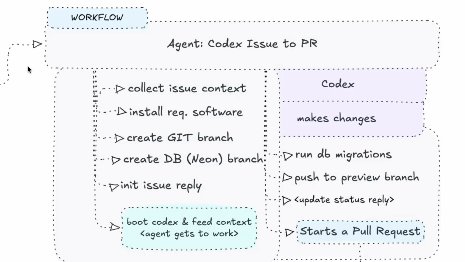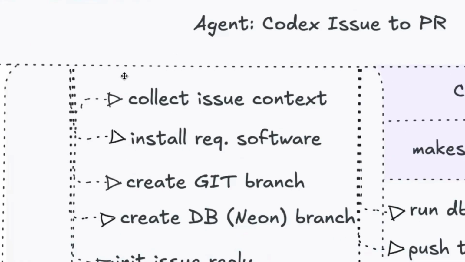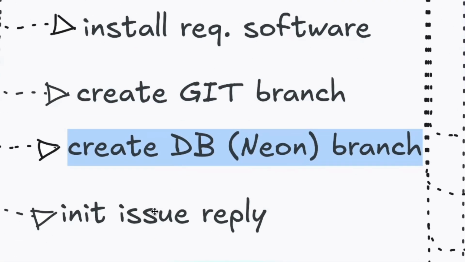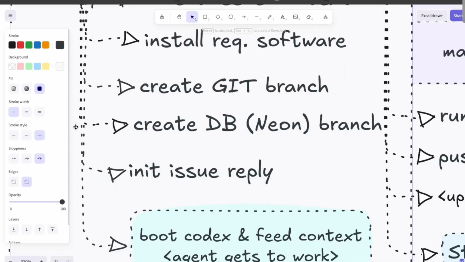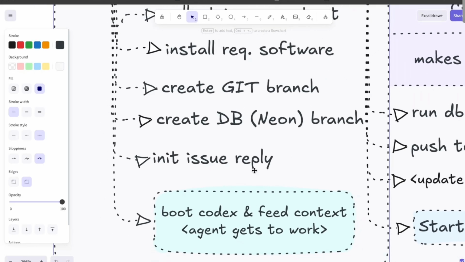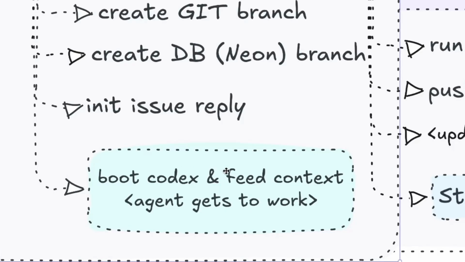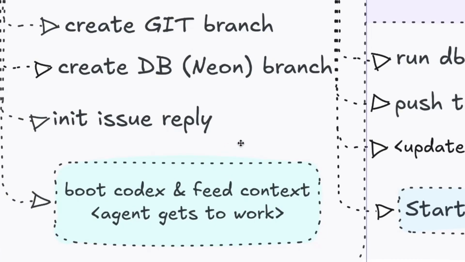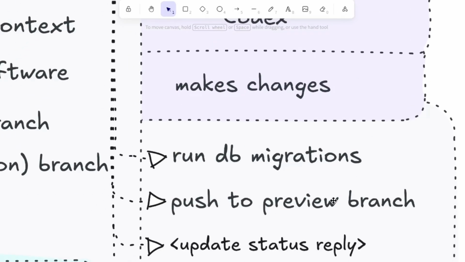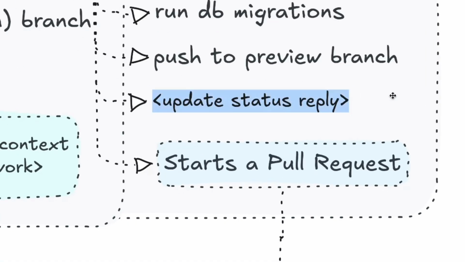So when the keyword and the caller are correct, the workflow triggers the first workflow, which is the agent workflow. At the start of it, we are first setting the base on which the agent is going to depend for making the changes, which is to collect the issue context, install the required software. We are creating the Git branch, creating the database branch, and initiating the issue reply, which we are then using for tracking of the agent's actions. Then we're booting Codex in my case. Again, you can do this with Claude Code or Pi or Grok CLI or any terminal agent really, and it gets to work. When it is done, we are running the migrations, we are pushing to the preview branch, and we are updating the status reply.